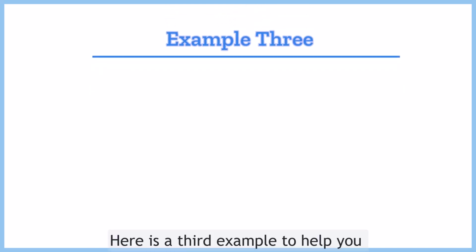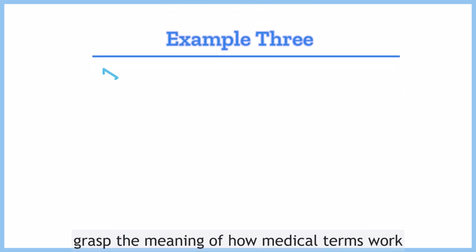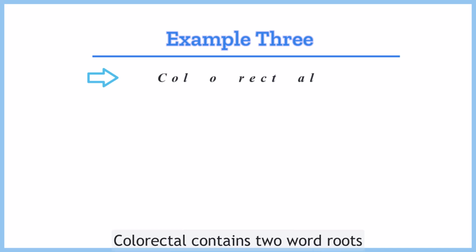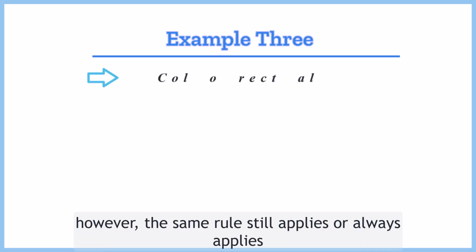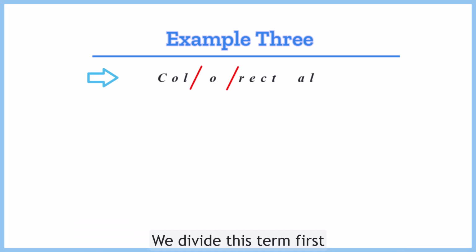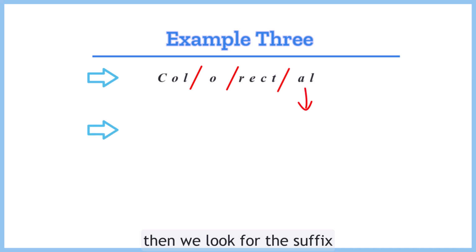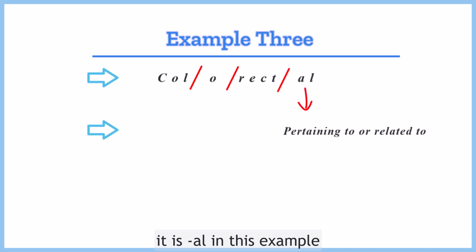Here is a third example to help you grasp the meaning of how medical terms work. In this example, colorectal contains two word roots. However, the same rule still applies, or always applies. We divide this term first, then we look for the suffix. It is al in this example, meaning pertaining or related to.